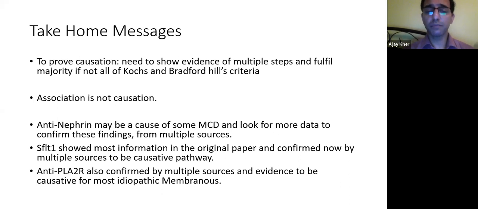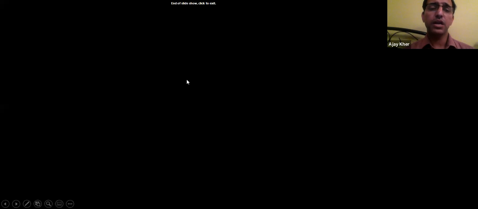Antinephrin may be a cause of some minimal change disease, and we need to look for more data to confirm these findings from multiple sources and multiple evidences. The sFlt1 paper had shown most of the information, including animal data where they'd injected sFlt1 and shown a lot of the Koch's postulates that we discussed. And the anti-PLA2R story we also discussed is causative for idiopathic membranous. So I think I'll take a break here and I'll be happy to answer any questions about this as well.